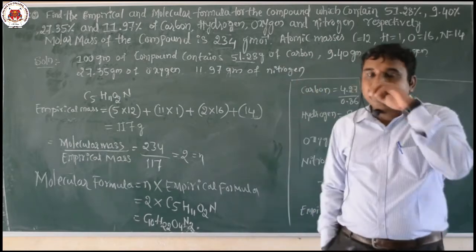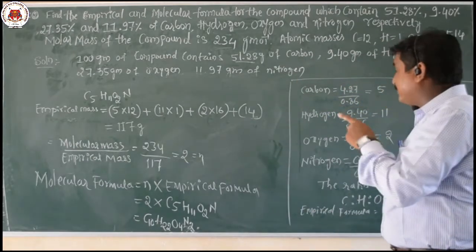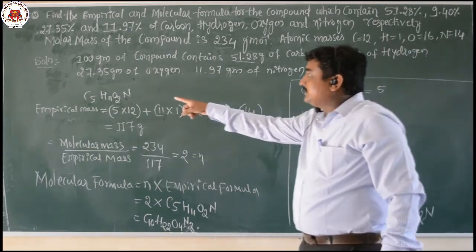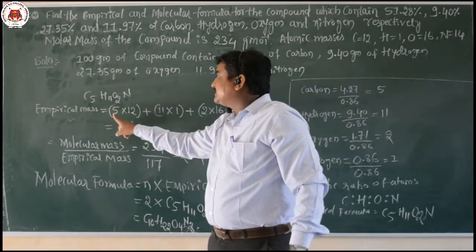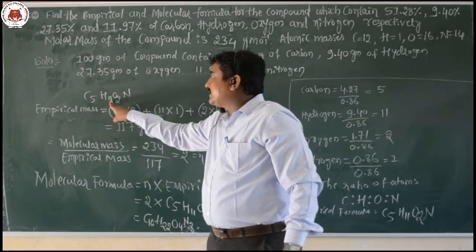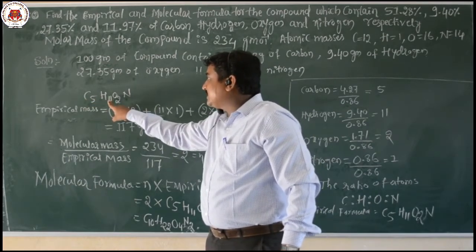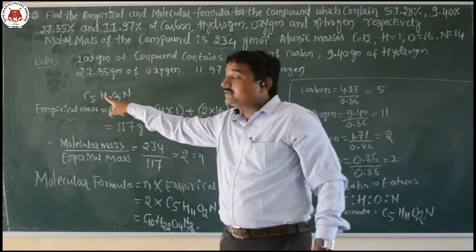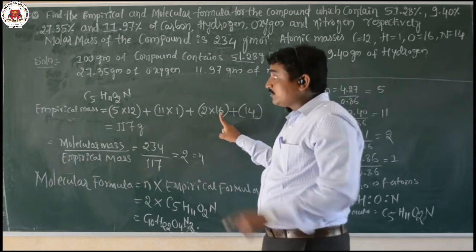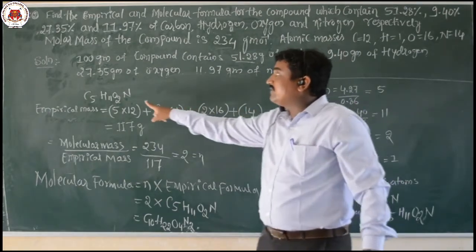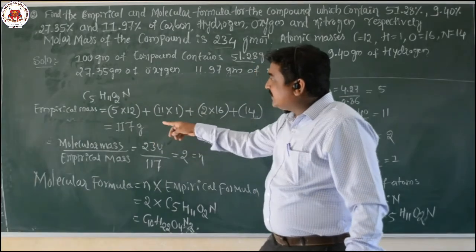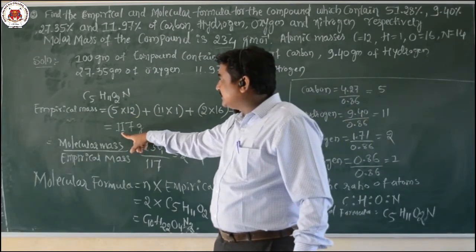So after getting the empirical formula, you have to calculate the empirical mass, using this method. Here carbon has 5 atoms, hence I have written 5 into 12, the atomic mass of carbon. Hydrogen has 11 atoms, hence I have written 11 into the atomic mass of hydrogen, and 2 oxygen atoms are there, hence 2 into the atomic mass of oxygen, 16, and only one nitrogen atom is there, hence I have written that. After calculating this, we have the empirical mass, that is 117 gram.